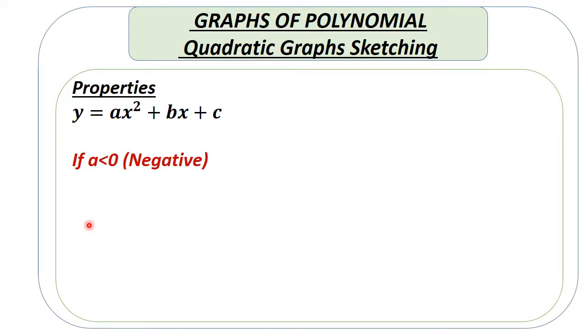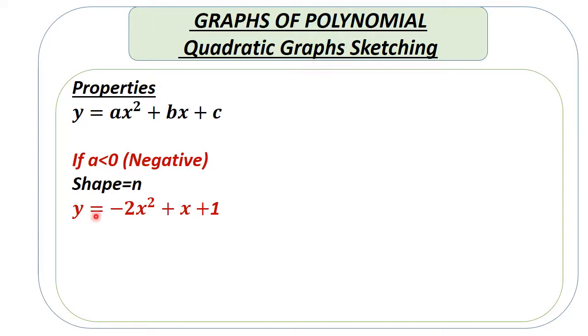If a is less than 0, if this number is smaller than 0, then basically it means it's negative, because for a number to be smaller than 0, it has to be negative. 0.2 is greater than 0, 0.5 is greater than 0, but anything that is negative is less than 0. So if a is negative, then the shape of the graph is going to be like an n. The way to remember is that negative starts with n. So if this number here is negative, then know that your graph is going to be shaped like an n.